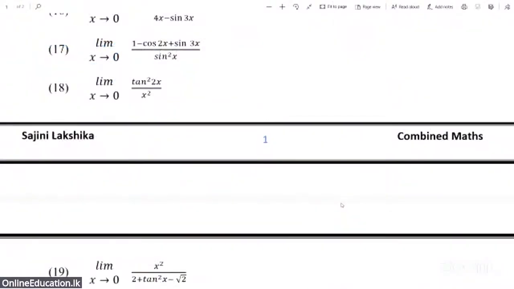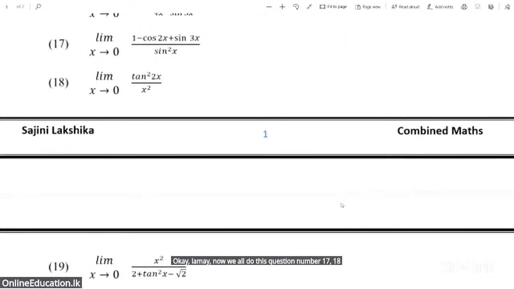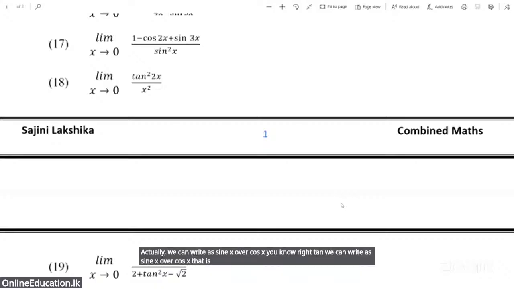Okay, now we all do this question number 17, 18 and 19. Next, actually, we can write tan as sin x over cos x, you know, right? That is a hint. Okay, you can continue.